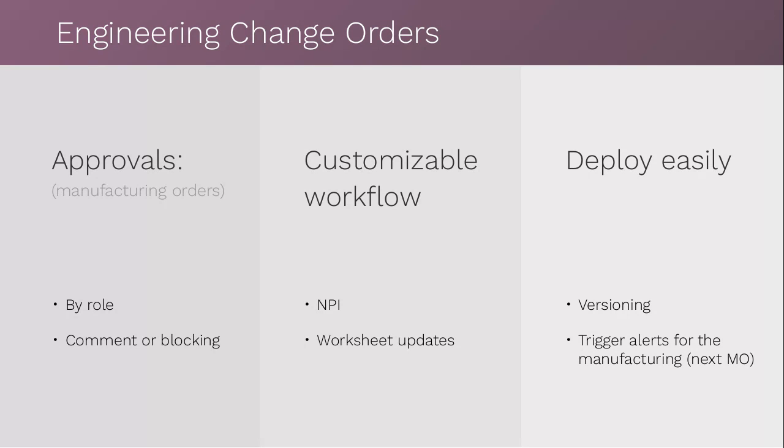I forgot to show you good things. You can deploy it easily. We manage the versioning, and we trigger alerts for the manufacturing. Of course, now that I deployed a new bill of material, I have to warn my worker that the next time he will build a product based on this new bill of material, you have to take care. It's not the same as usual.